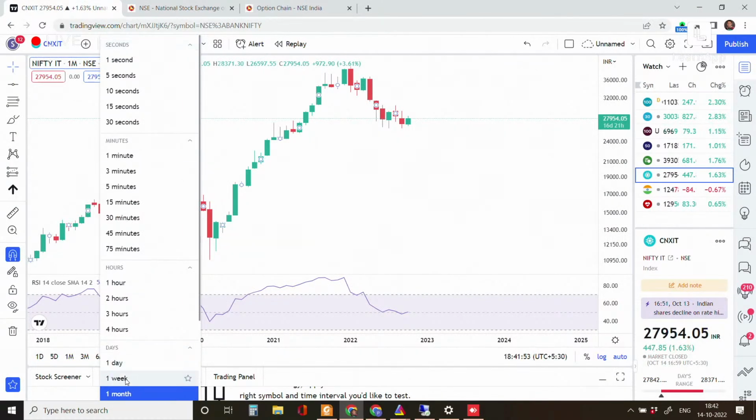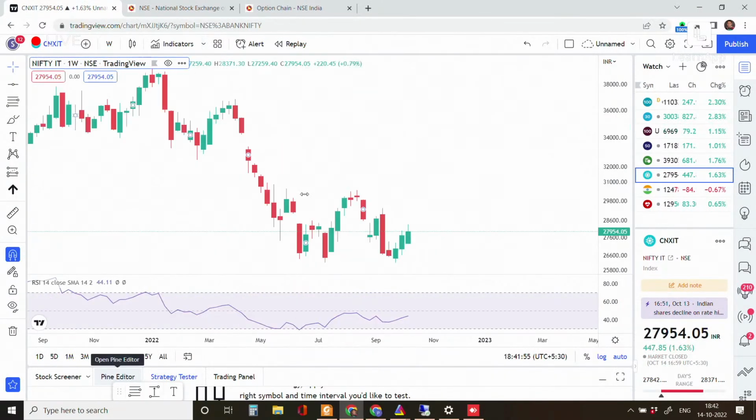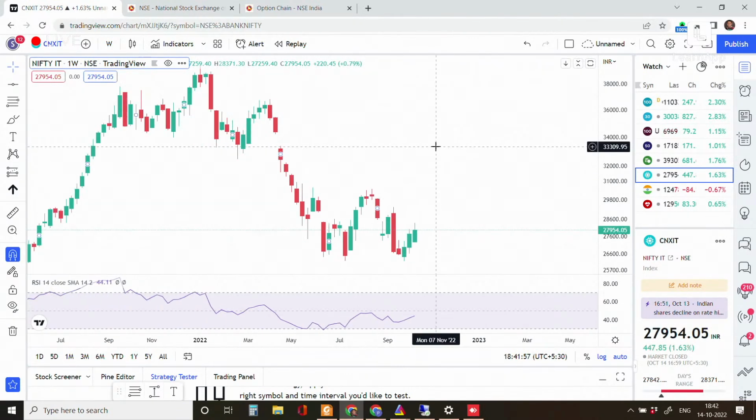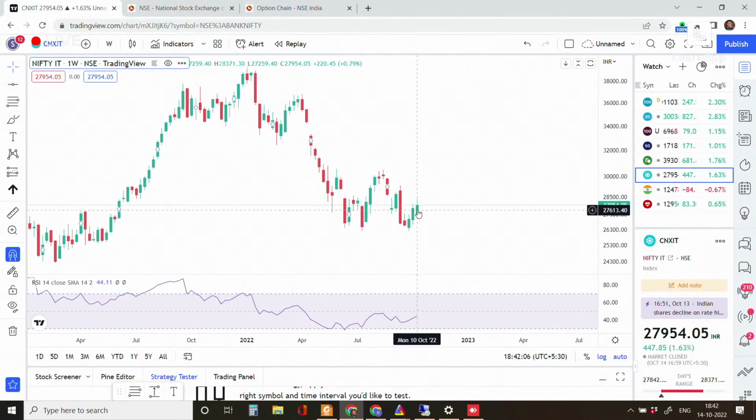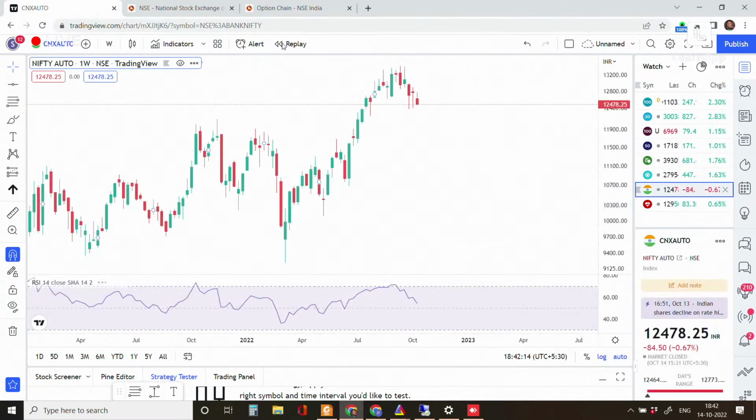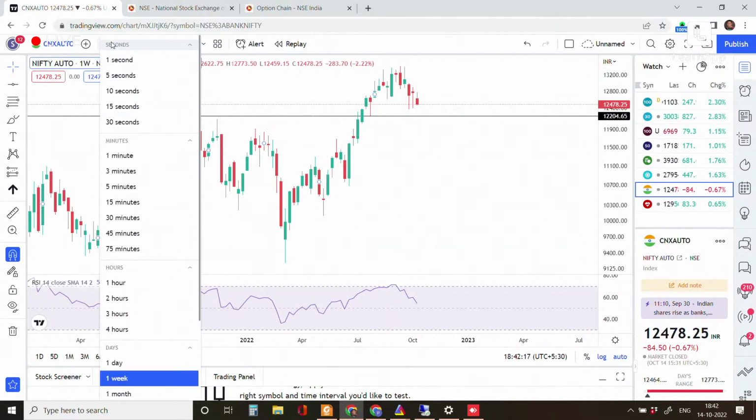Let me go down to the weekly chart. We had expected that Nifty IT would outperform Nifty this week, which happened, and it gave a nice move this week. So Nifty IT is the sector to look out for, number one sector. Number two, the sector which I am looking for is the auto sector.